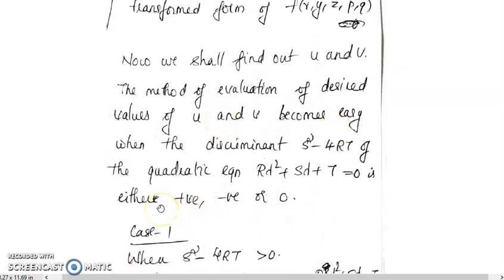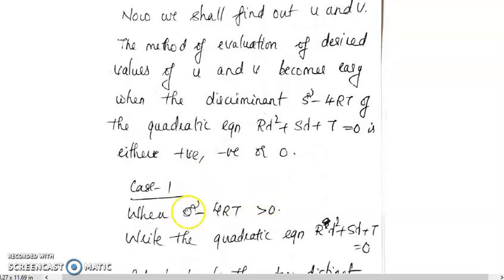Now, for finding u and v, we will use a quadratic equation, r lambda square plus s lambda plus t equal to 0. For this quadratic equation, the discriminant is s square minus 4rt. The discriminant can be equal to 0, positive or negative. So in each case our equation will fall into one of 3 categories, because r, s and t are from your first general equation. According to the value of s square minus 4rt, the equation can be elliptic, parabolic or hyperbolic. So using the discriminant value, we will look at how to find the values of u and v.